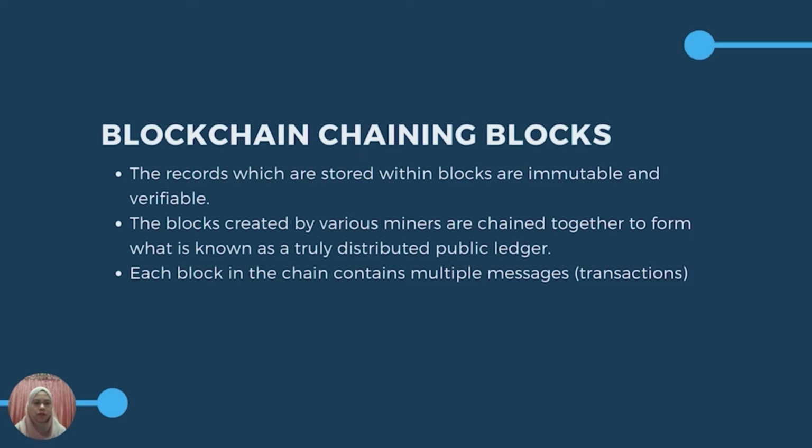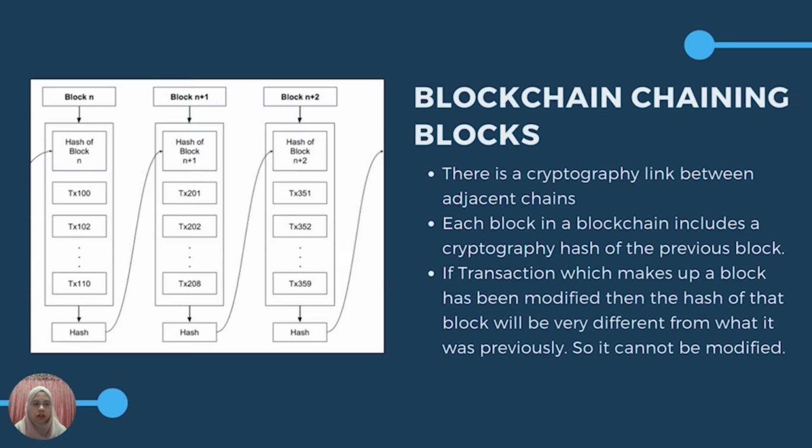Next, we have blockchain chaining of blocks. These are records stored within a block that are immutable and verifiable. The blocks are created by various miners that chain together to form the distributed public ledger. Each block in the chain contains multiple messages. So this is a diagram for the blockchain chaining.